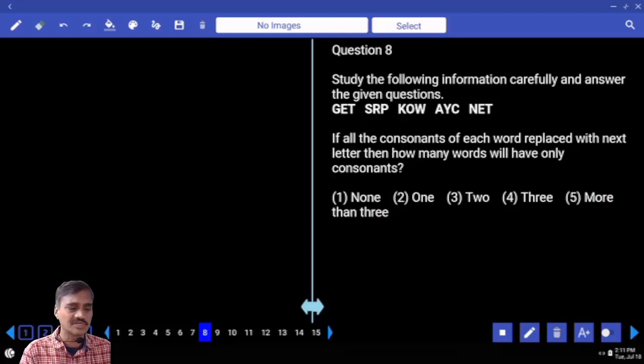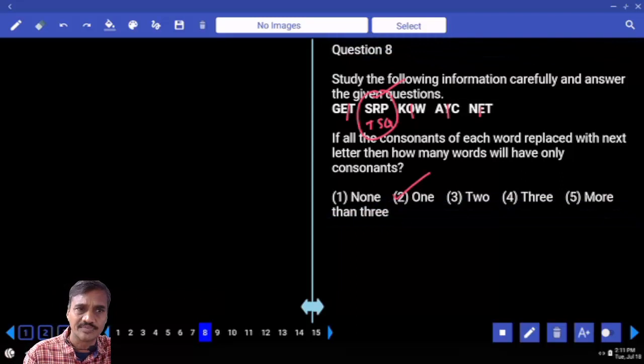The question is about consonants here, now S, R and P. Consonant: each letter is replaced with the next letter. All these three are consonants only. S plus 1 is T, R plus 1 is S, P plus 1 is Q, and here K. Now vowels will remain as they are. In all these, the vowel is here, and only SRP is the choice.